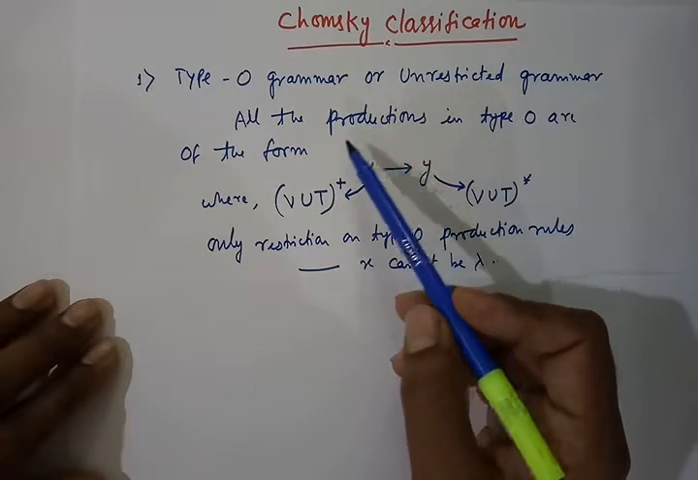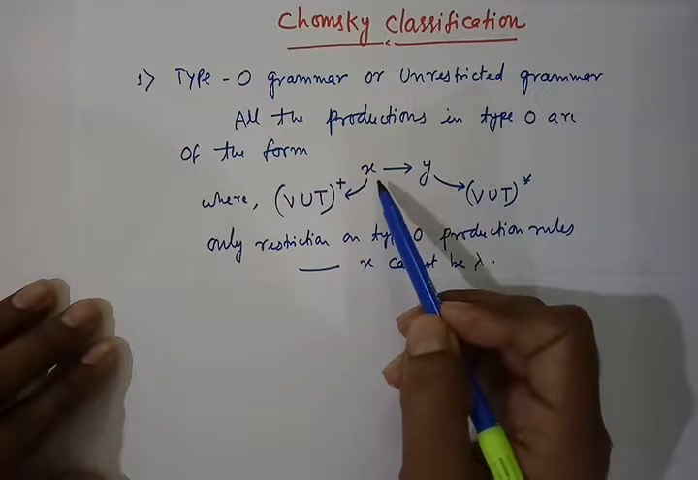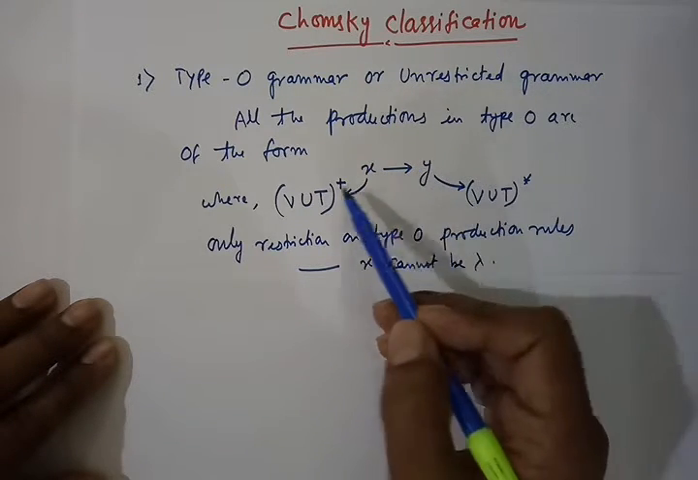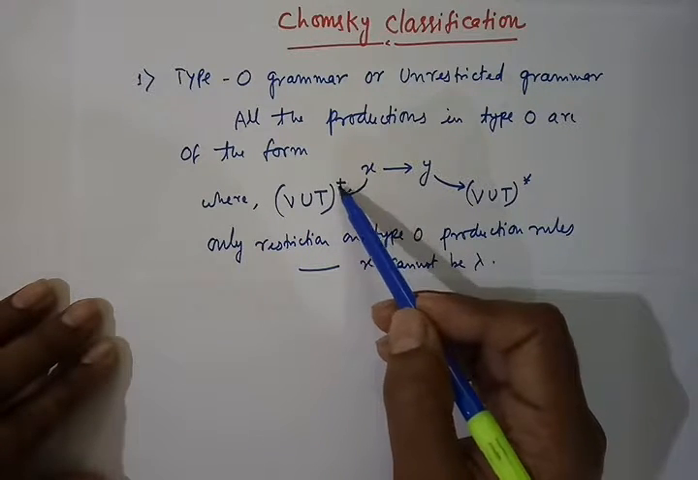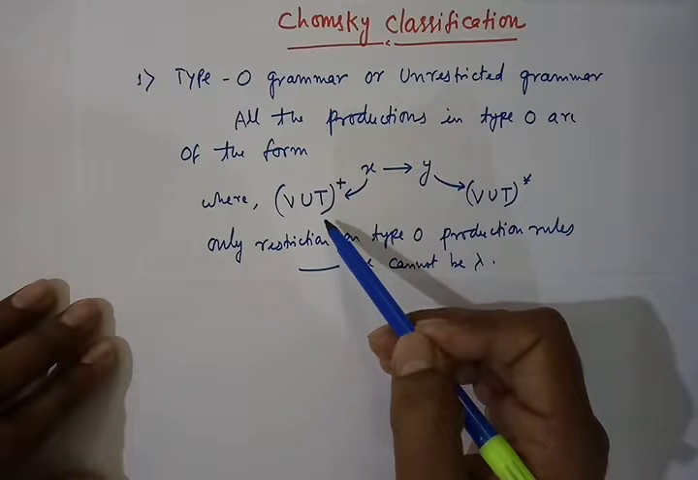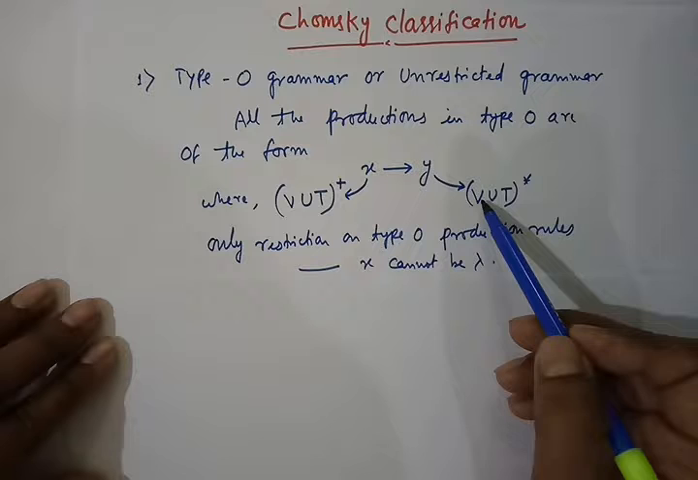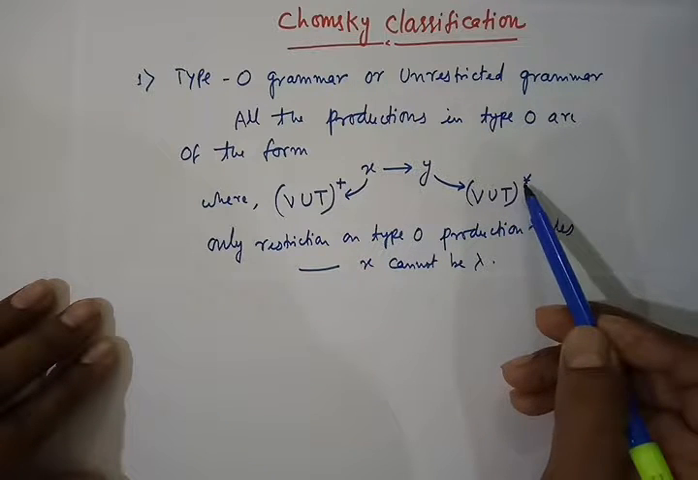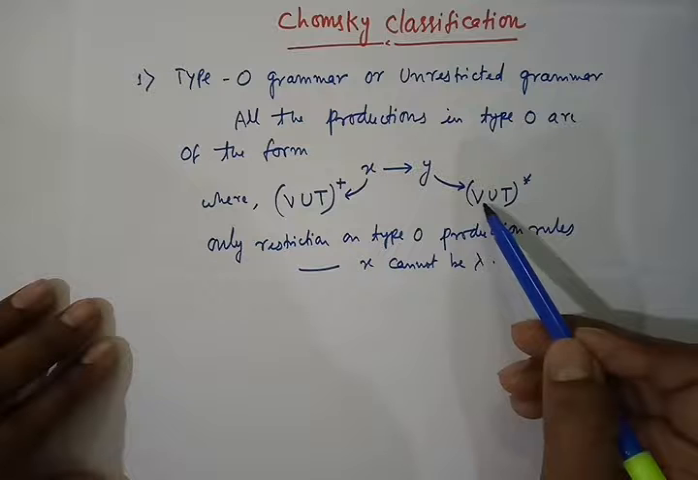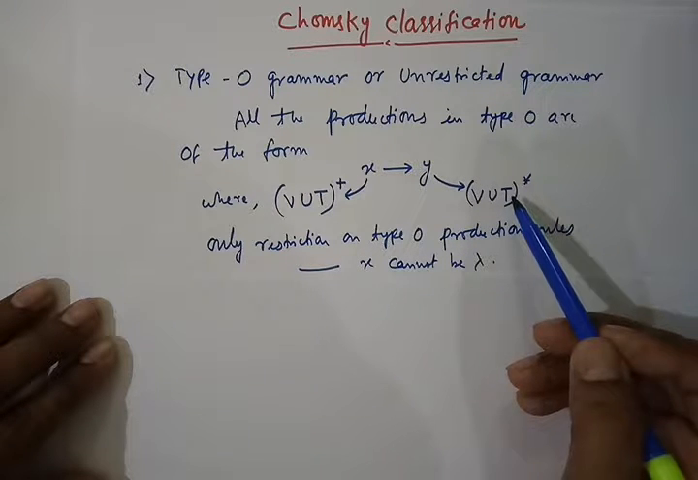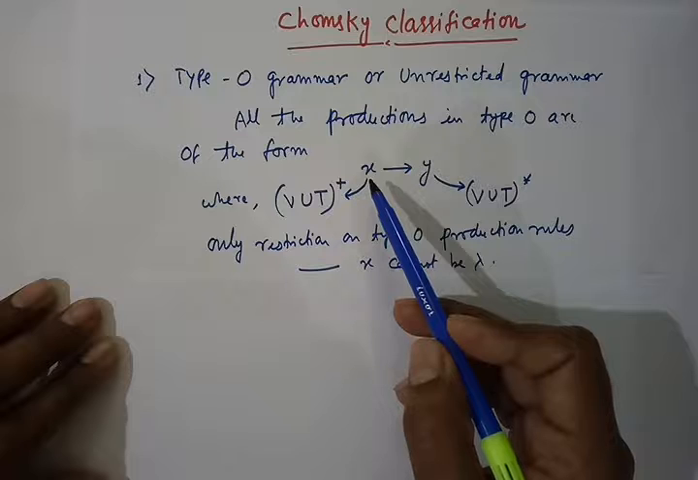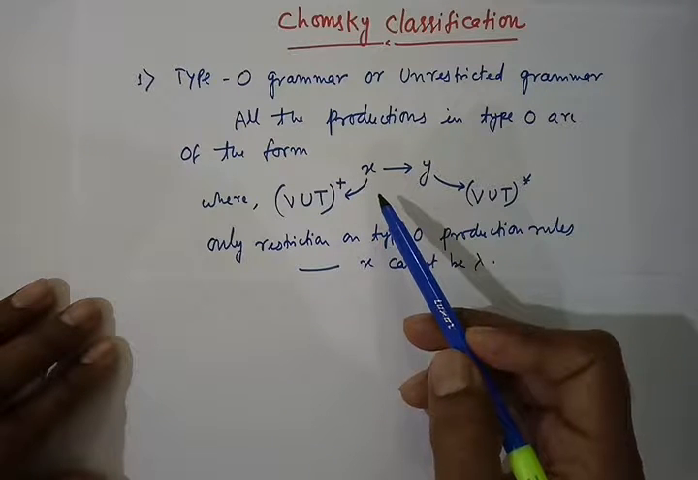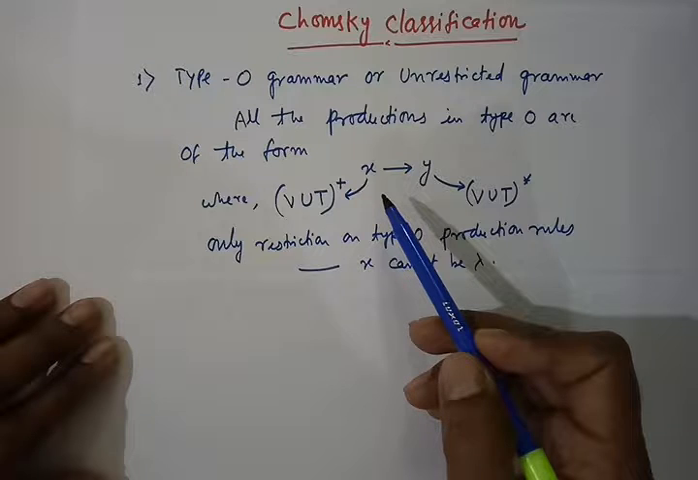The production rules in type 0 grammar are of the form x derives y, where x can be either a variable or terminal symbol. We put a plus sign here because x cannot be null. Y can be either a variable or terminal symbol. We put a star here because it can be null as well. So the only restriction on type 0 production rules is that the left hand side cannot be null. So all the grammars are type 0 grammars.